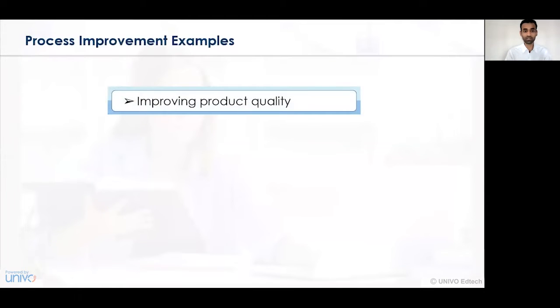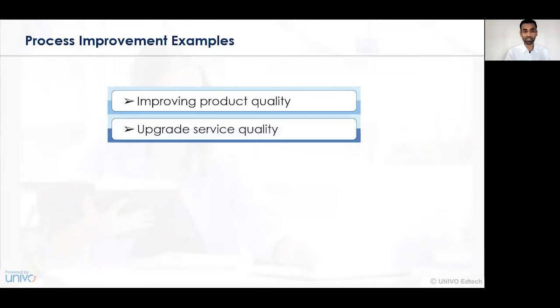Now let us understand the process improvement examples. These are the various steps that are undertaken. Number one, improving the product quality. The organization can improve its product quality, and on that basis, the process improvement activity or the product improvement activity can be implemented in the organization.